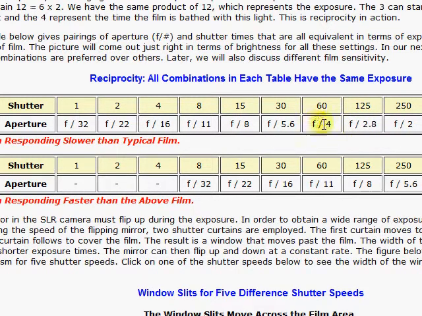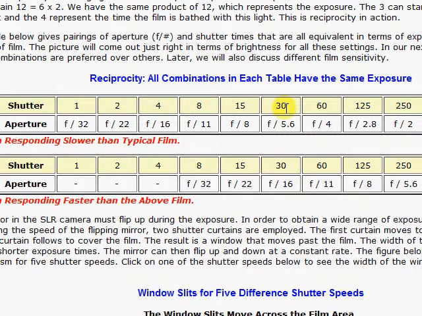Remember, d is f over the number. So f divided by 4 is going to be bigger than f divided by 22. So that'll be a smaller diameter. So just remember that when you move from left to right, the way I have it in this table, you are doubling the area at each click.